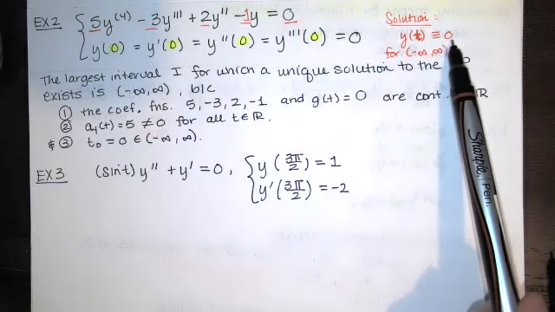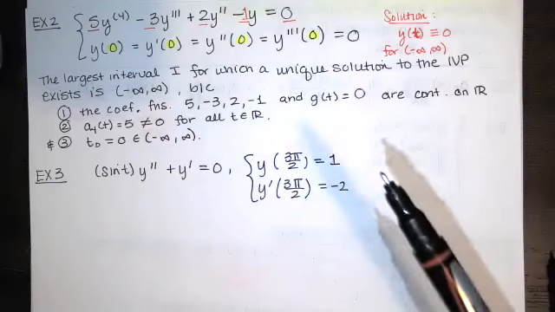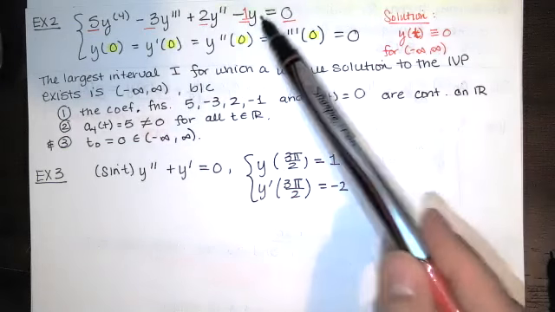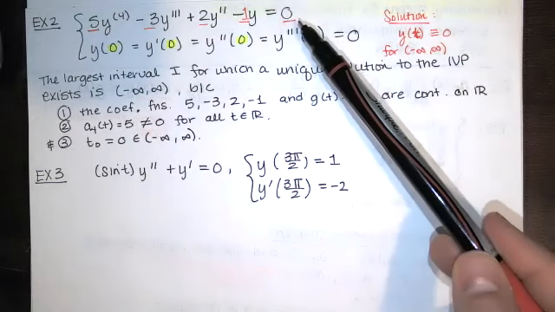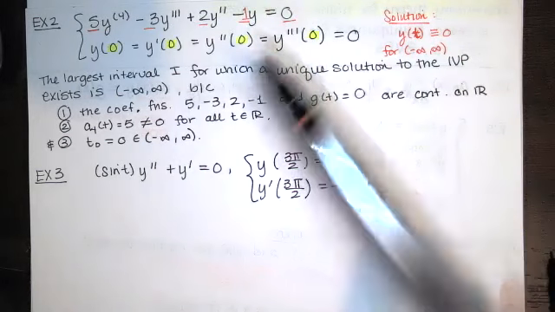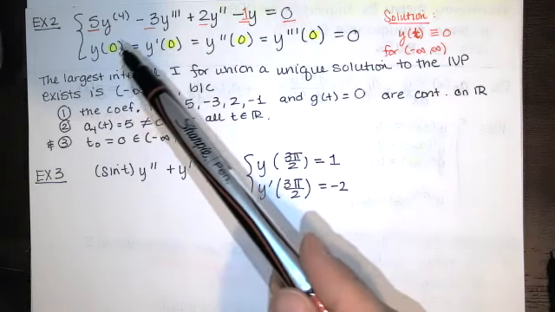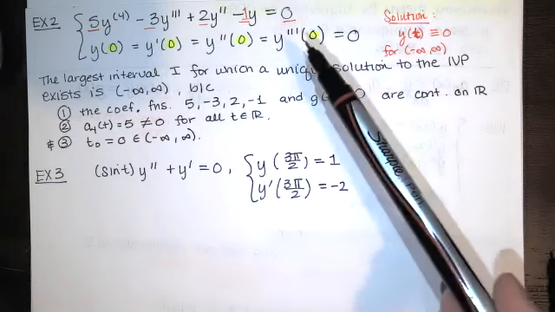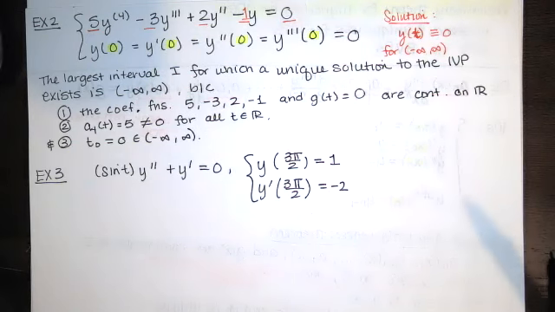But if I take the fourth derivative of 0, I get 0. And if I take the third derivative of 0, I get 0. Same is true of the second derivative and the function itself. So if I plug y equals 0 into this, I do get 0. So y equals 0 satisfies the differential equation. And of course, y of 0, y prime of 0, y double prime, and y triple prime of the 0 function are all going to be equal to 0.